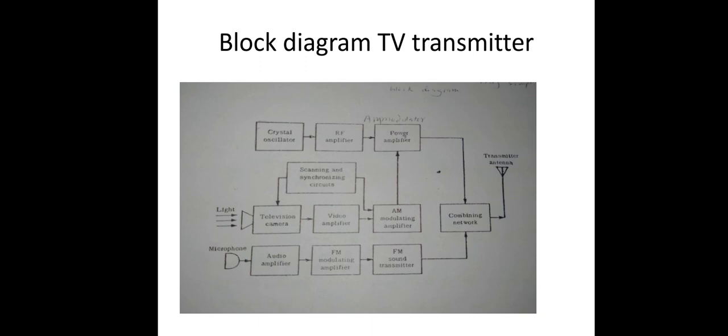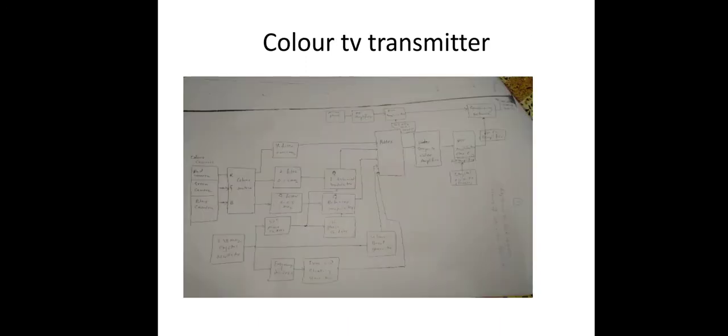Then next is the color TV transmitter. What is the color TV transmitter? The color camera provides video signals for red, green and blue information. The three color signals, in short R, G and B, are applied as input to the color combining matrix to provide the luminance and two chrominance signals.